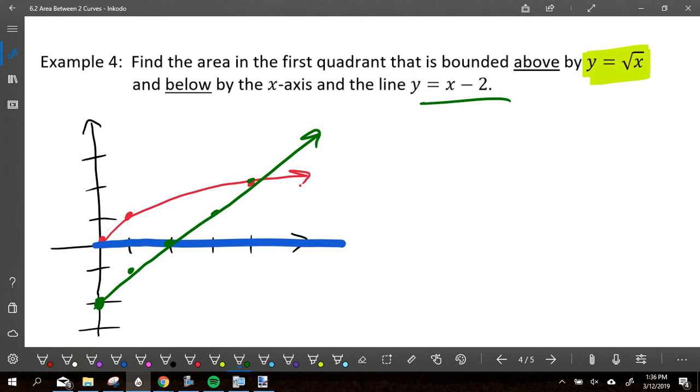I'm trying to find the area enclosed by all three lines. Do you see the shape that's enclosed by all three lines? It is this shape right here. This is what I'm trying to find the area of on this question. Everybody good to that point?